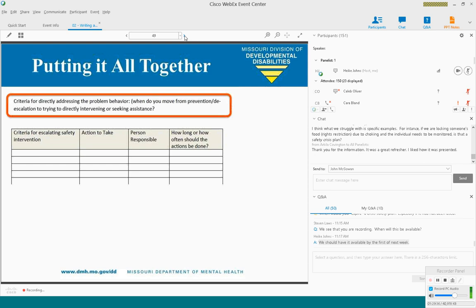So those are all the pieces that we're doing to prevent a challenging situation. Now we need to try to figure out when are we going to recognize that this is moving from prevention to responding to a crisis situation? So only now have we moved to actually reacting.